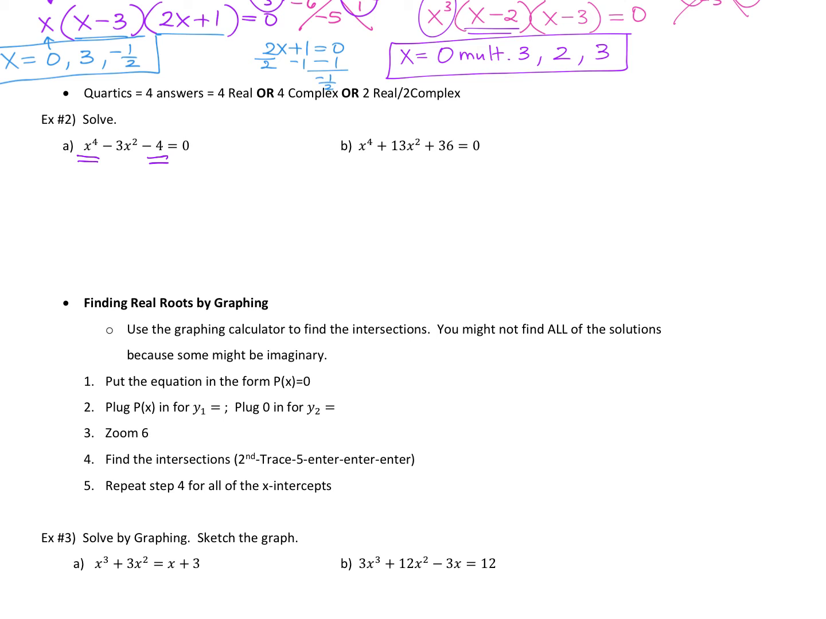When you get a quartic, you should get 4 answers. Your options are you could get 4 real solutions, that's option 1. You could get 4 complex solutions where all of your answers have i involved in them. Or you could get 2 real solutions and 2 that are complex. You cannot do 3 and 1 because if you have an imaginary, it has to have the conjugate with it, okay? So with a quartic, you're either going to get 4 real, 4 complex, or 2 of each, 2 real, 2 complex, okay? So here's what you do with this.